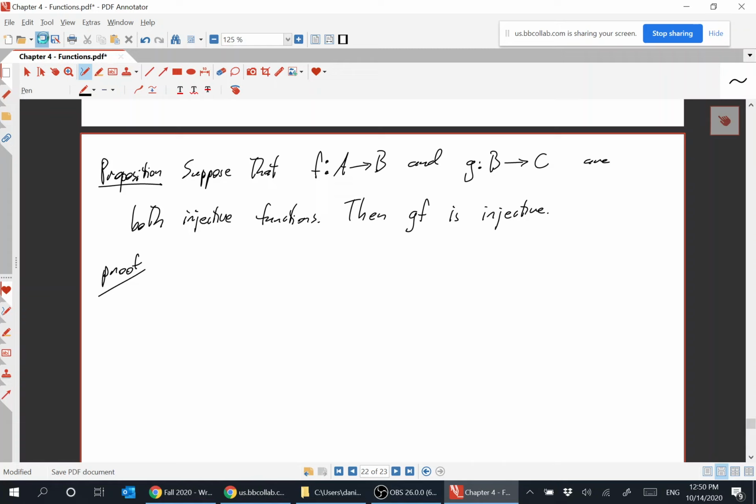Now, I can't stress to you guys enough the following. If you don't know the meaning of injective, you can't do this. You need to know the definition of injective and the definition of composition. If you don't know the definitions of both, you can't do it. But if you do know the definitions of both, it takes 2 sentences to prove this. 2 sentences.